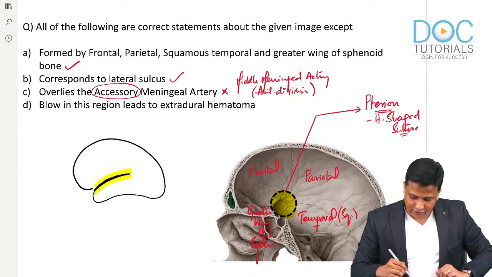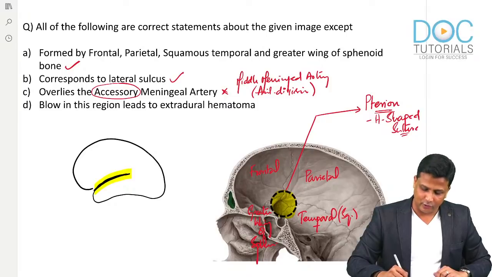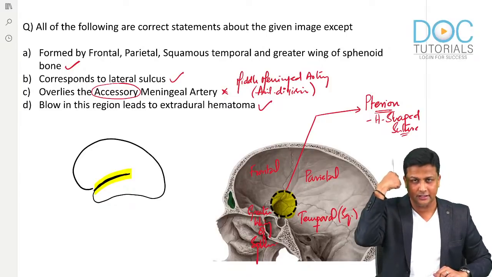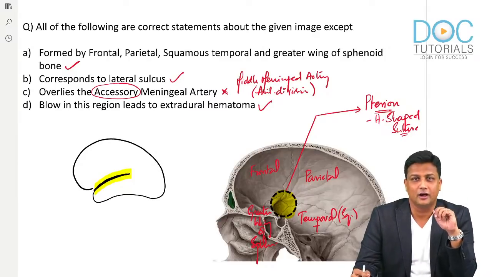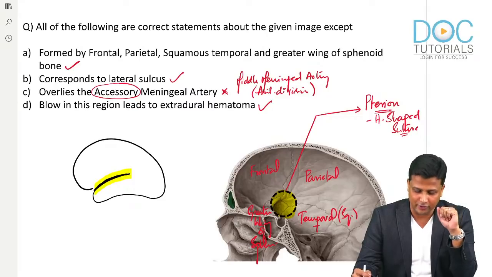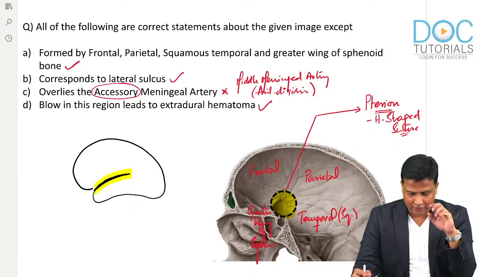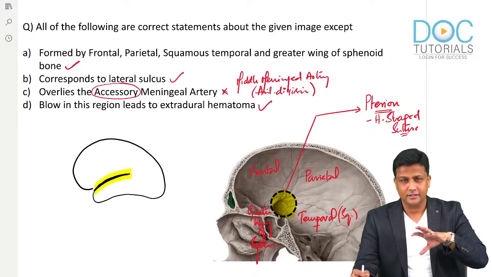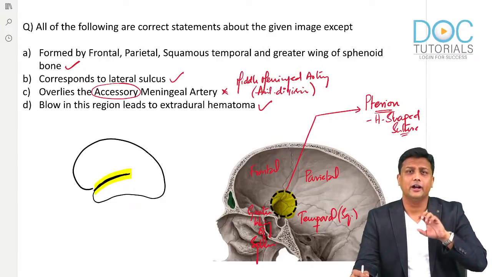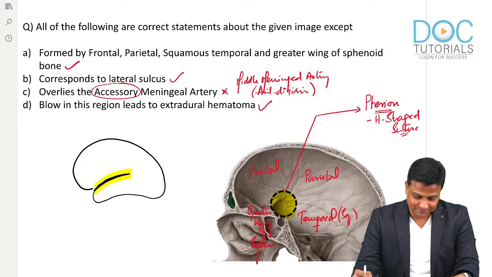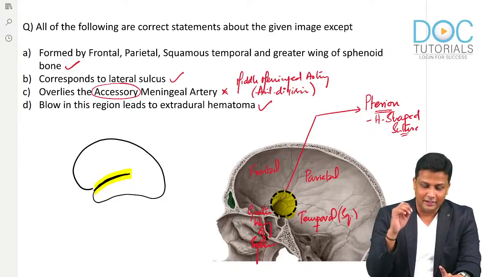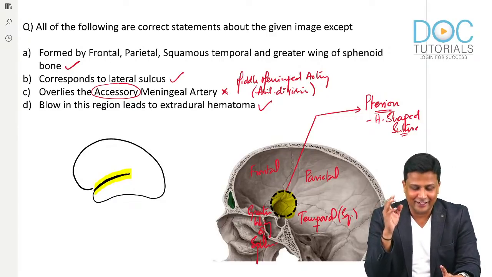And a blow in this region leads to extradural hematoma. Absolutely correct. If there is a hit in this region, then the anterior division of the middle meningeal artery will be ruptured. A rupture of that will lead to epidural hemorrhage, extradural hemorrhage. Perfectly correct. So I have tried to cover every point regarding the pterion. Let them ask any question regarding the pterion right now. My students are absolutely ready to answer that one.